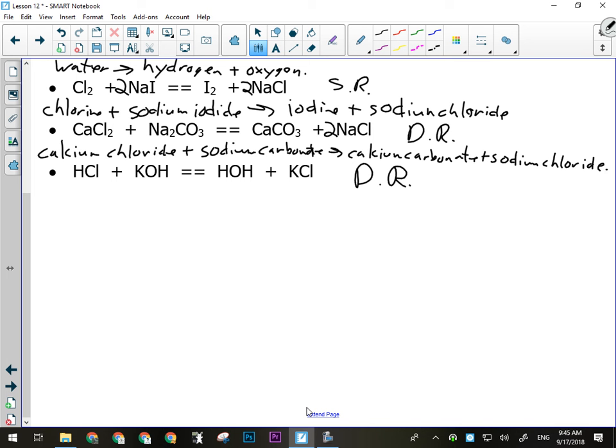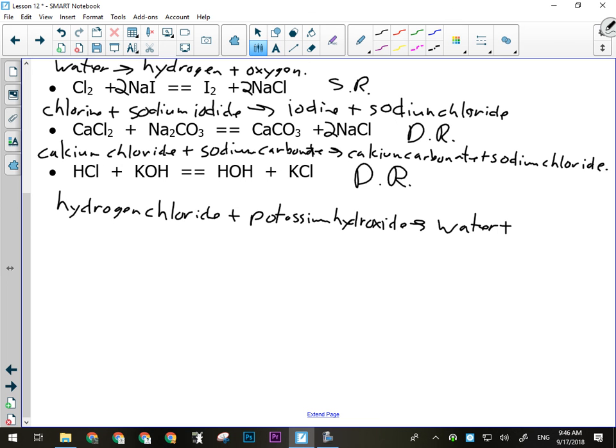So when we write this one out in words, we have hydrogen chloride plus potassium hydroxide gives us water and potassium chloride. So it should look like that. Questions on how those work? It's going to take a bit of practice, but once we get the hang of those, they should go pretty quick.